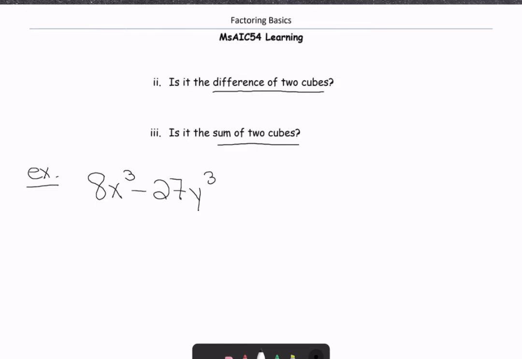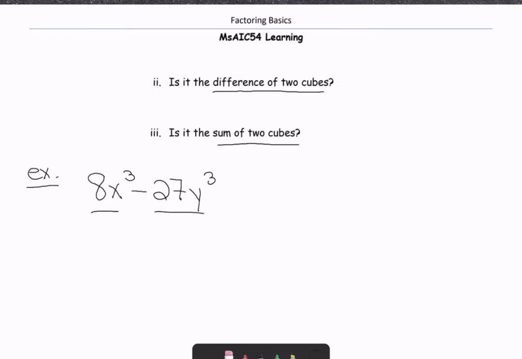Can you take the square root of 8? No, you can take the square root. It just won't be a nice clean number. Can you take the square root of x to the third? No, can't do that. Can you take the square root of 27? Again, you could, but it wouldn't be a nice clean number. And then y to the third, again, can't take the square root. So this is not the difference of squares, because you can't take the square root of these two numbers.